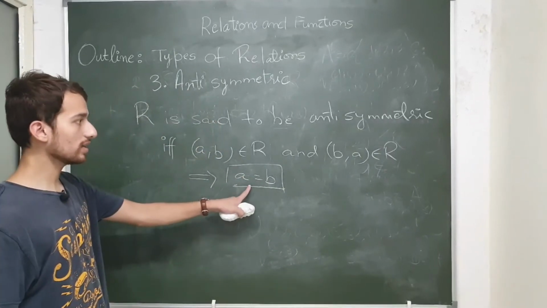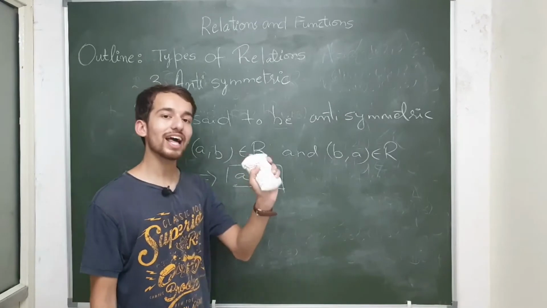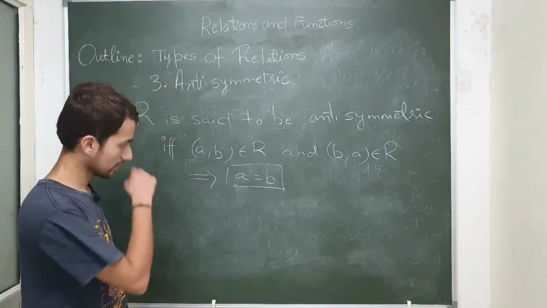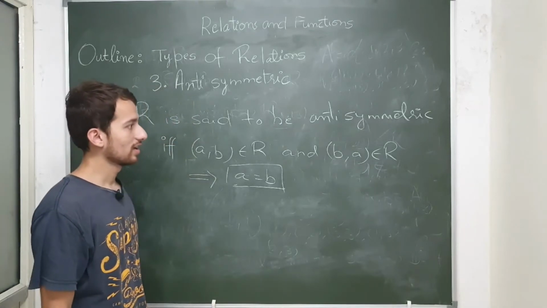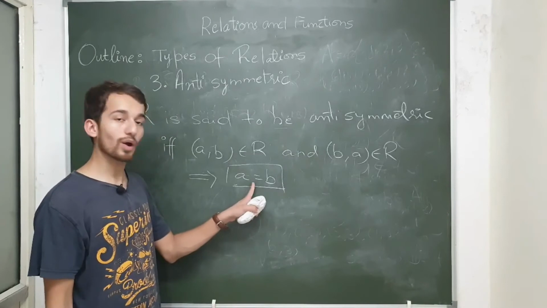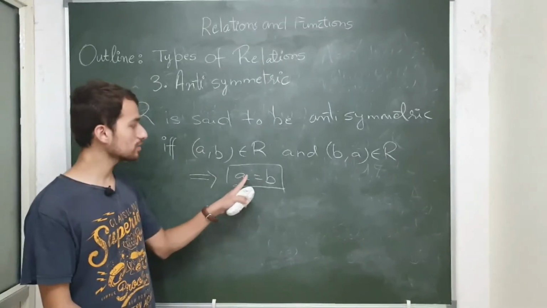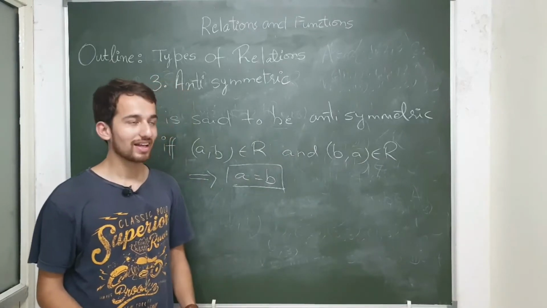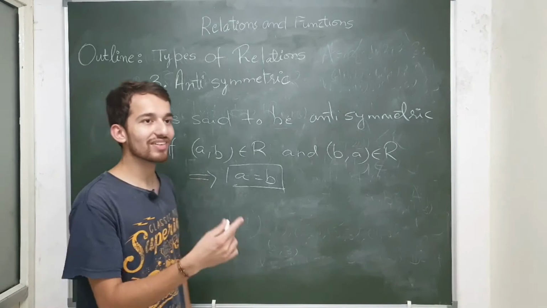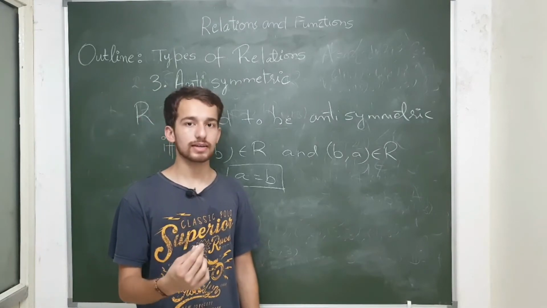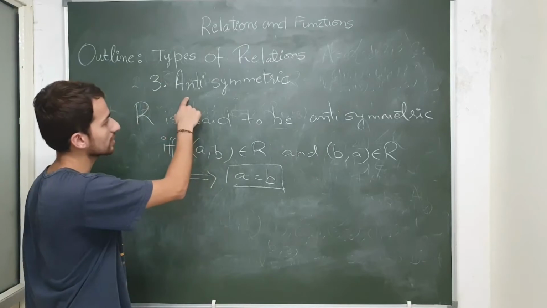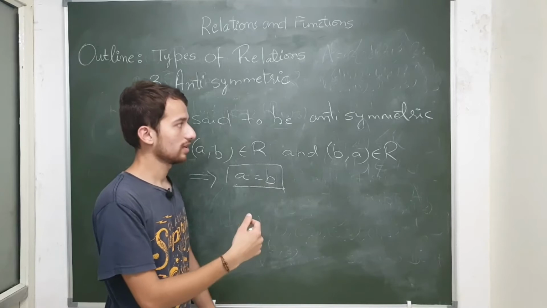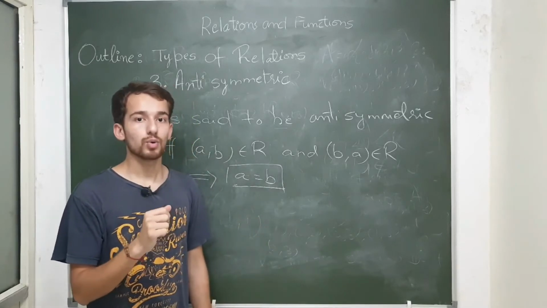If these two are not equal, then what will happen? Try to pause the video and think about it yourself. What is the question? If A is not equal to B and this condition holds, then what happens? You are satisfying the condition for it to be symmetric. But what we want is antisymmetric. So that's why we say these two should be equal, so that symmetry does not hold.